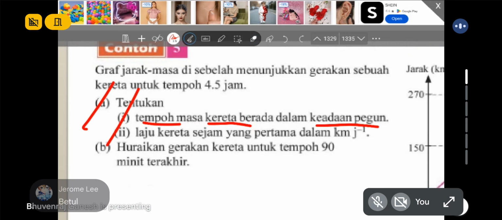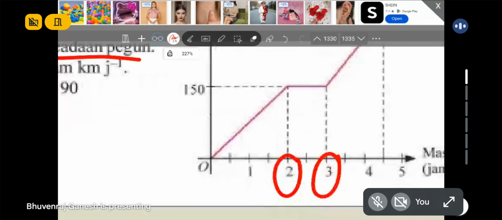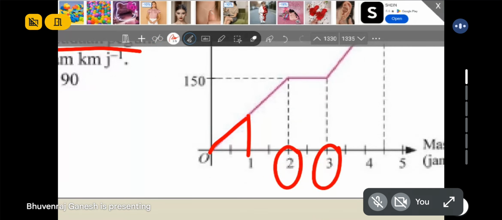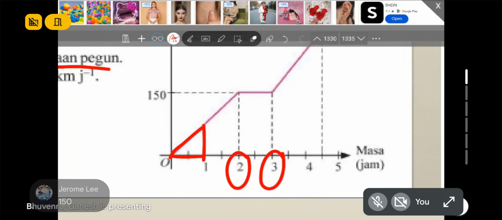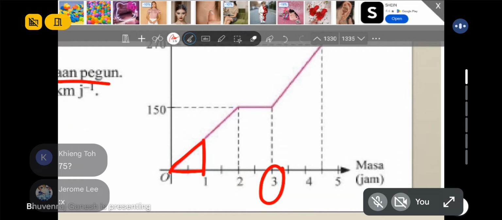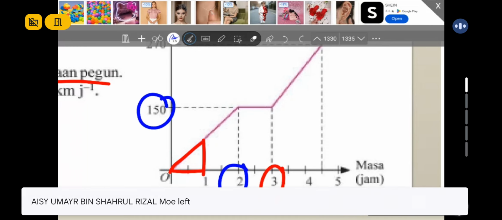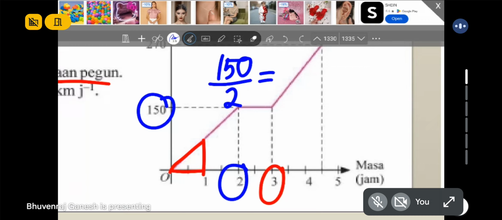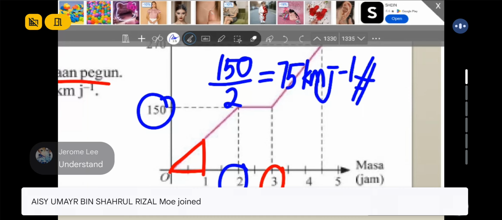Okay, so yeah, 1 hour. Okay, so next one, part 2. Okay, laju kereta sejam yang pertama. Okay, so they ask you guys, what is the speed for the first hour? So you guys need to count gradient. So anyone? Hey, careful. It's not 150. Hati-hati. Remember guys, this whole line is the same gradient. Seluruh garis ni kecerunan dia sama tau. Okay, so the answer is actually 150 over 2. Jawapan dia 75 km per jam. Okay, 75 kilometers per hour.